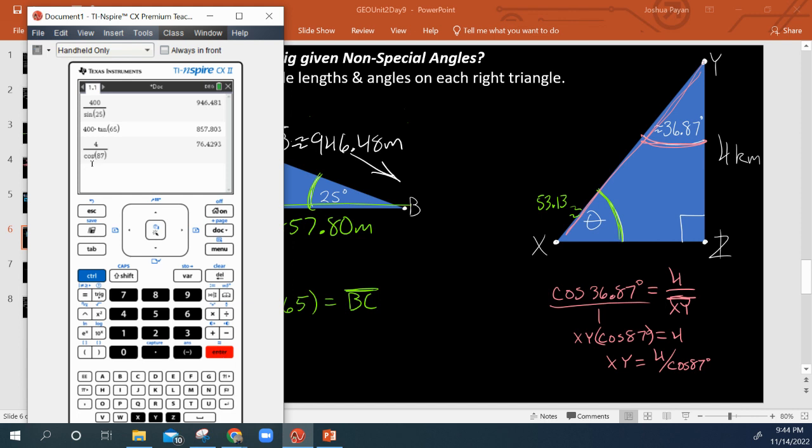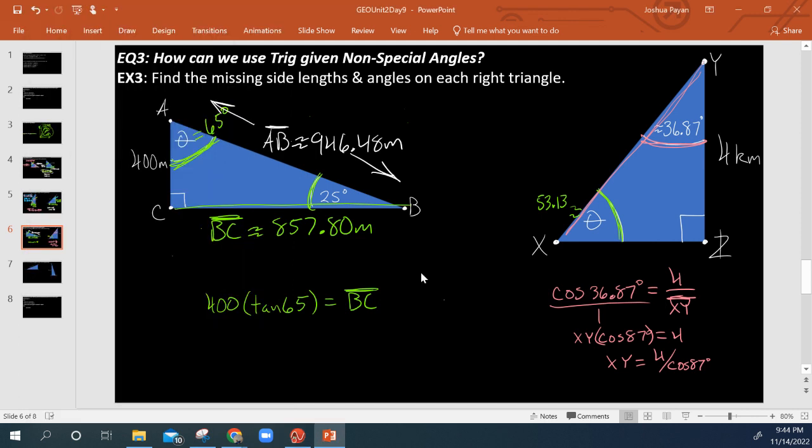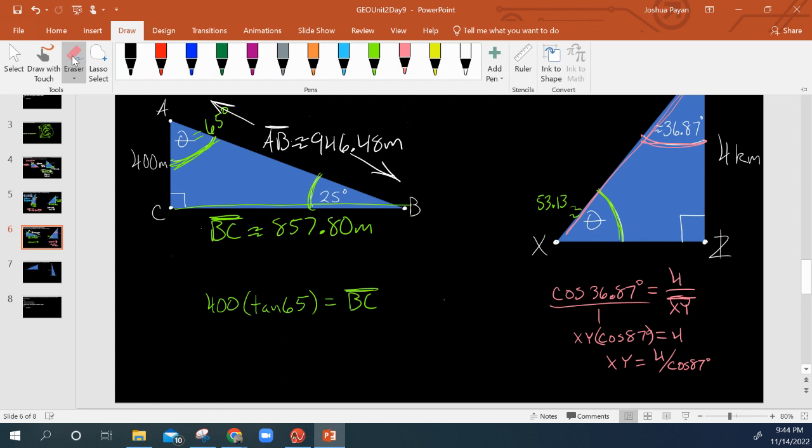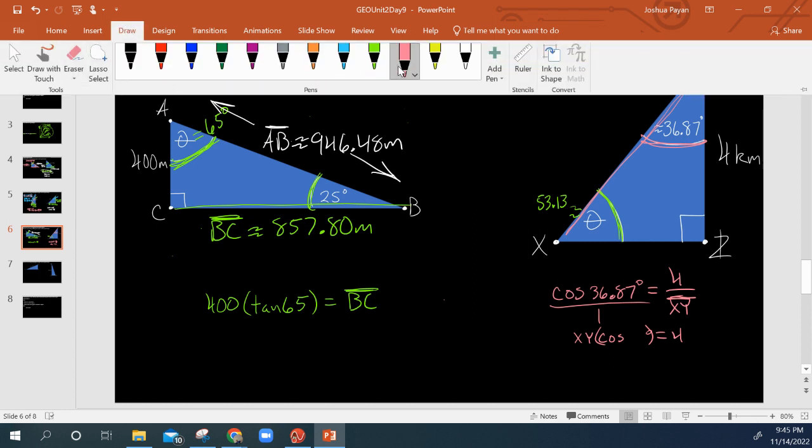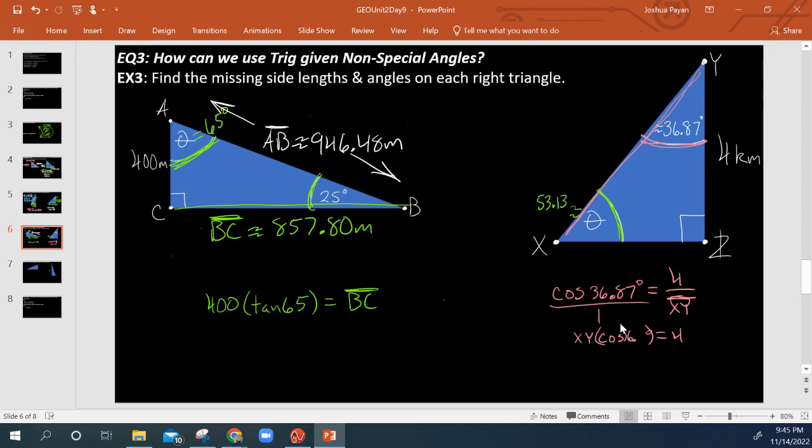Oh, it's because I'm stupid and I put 87. I have no idea where I got 87 from. Okay, in my defense, it's kind of late at night right now and I'm really sleepy. So I put 87 instead of 36.87. So that should be 36.87. Okay, so that means segment XY is equal to 4 divided by cosine of 36.87. What is the matter with me?